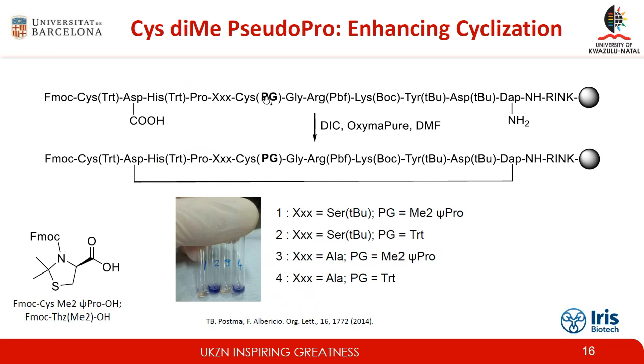In one, the protecting group of the cysteine is the pseudoproline. In examples 1 and 3, you can see the cyclization takes place with quantitative results. We have the ninhydrin test, and it is totally clear. But when this cysteine is protected with trityl, examples 2 and 4, in that case you can see very clearly that the ninhydrin test is still positive. This means that the pseudoproline helped us to perform the cyclization.